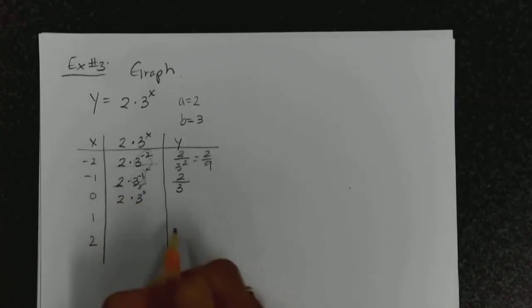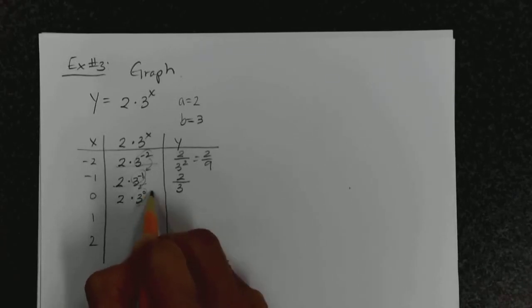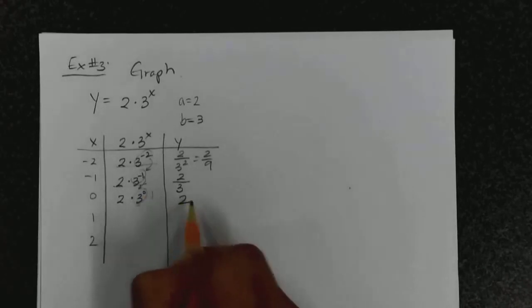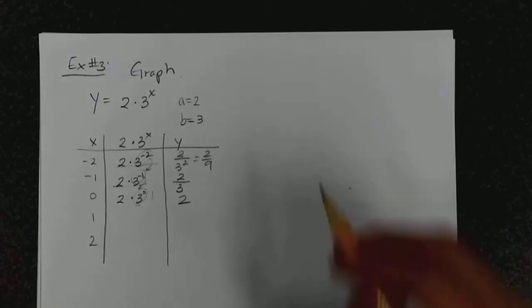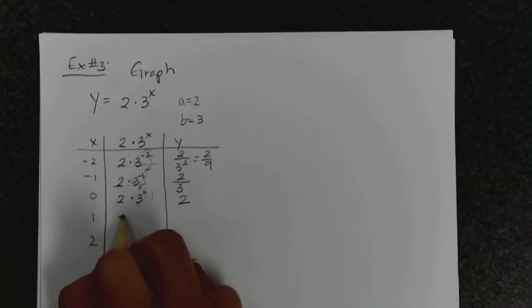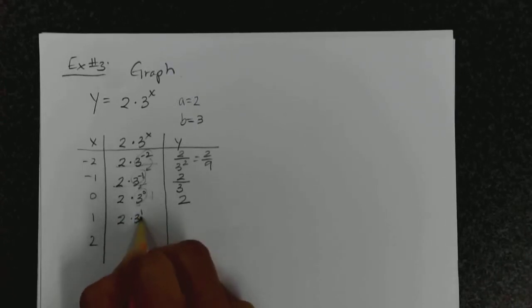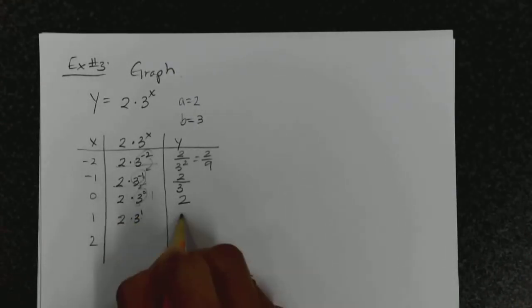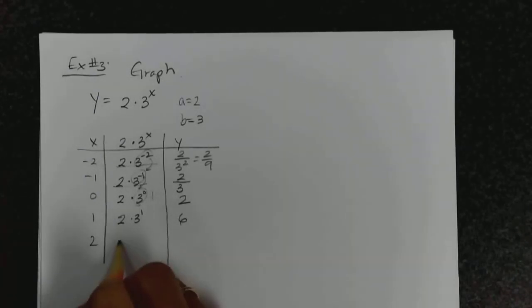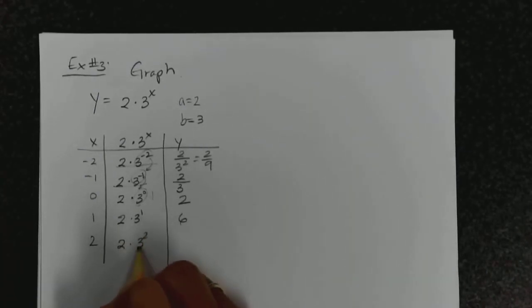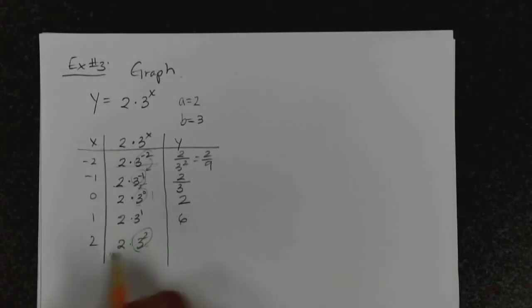2 times 3 to the 0 power. Remember, anything to the 0 power is 1. 1 times 2 is 2. That's why it crosses the y-axis at y equals 2 when x is 0. And then 2 times 3 to the 1st. 3 to the 1st is 3. 3 times 2 is 6. And then 2 times 3 squared. 3 squared is 9. 9 times 2 is 18.